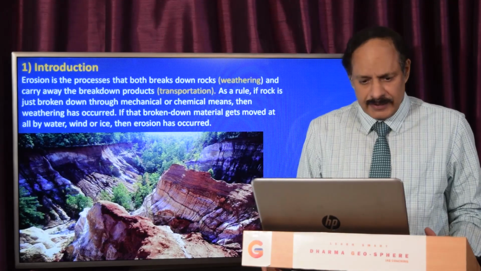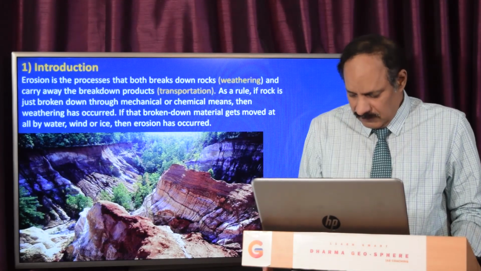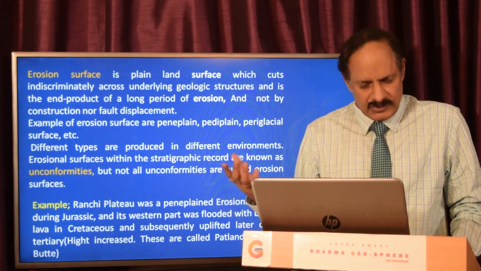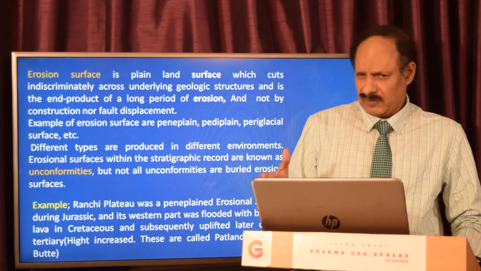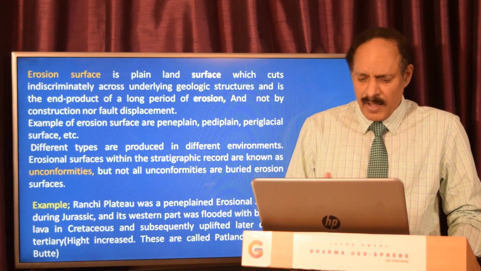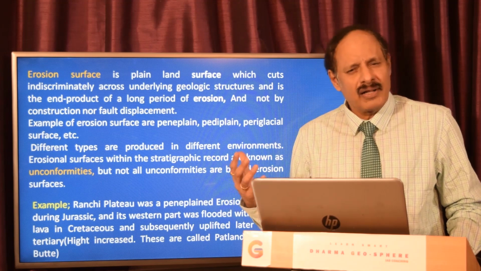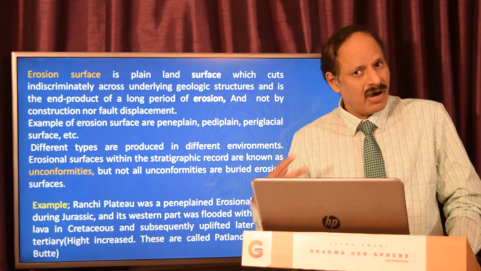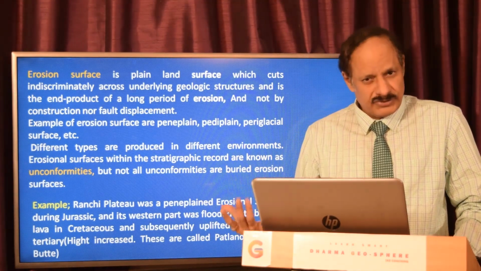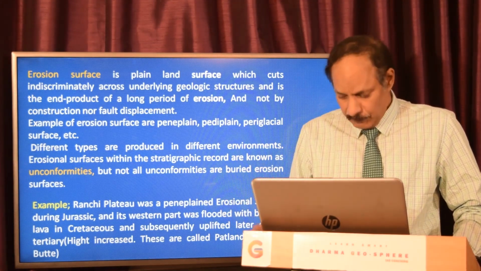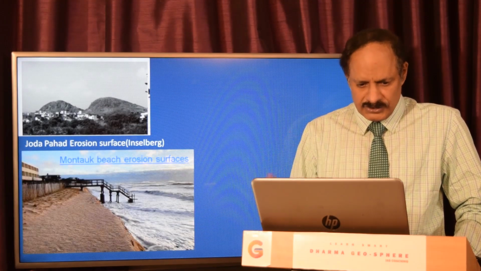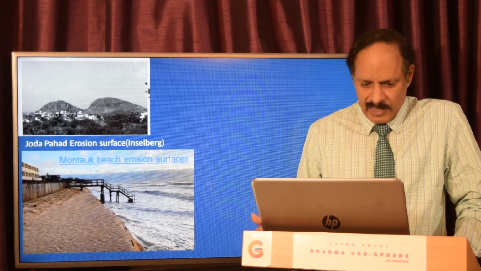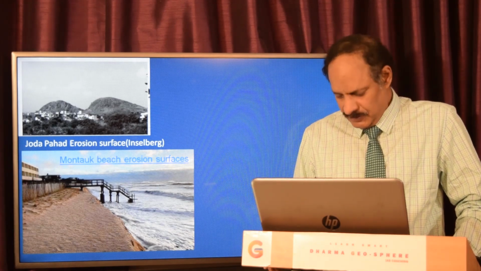So as I've said, the erosion process involves both weathering and transportation, and the Ranchi Plateau is one of the classic examples of an erosion surface because of a very prolonged erosional process that has taken place and been recorded and documented in our country. The erosion surfaces are quite important. So this is the Joda Pahad erosion surface, which is in Selberg. This is another example, Montague Beach erosion surfaces.